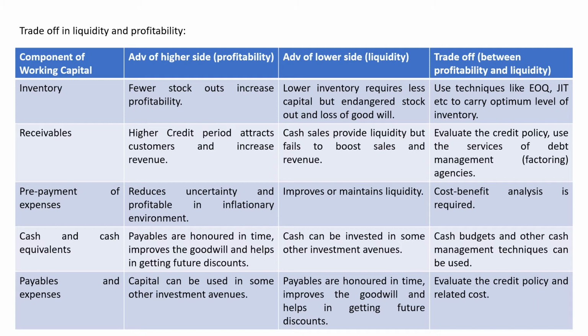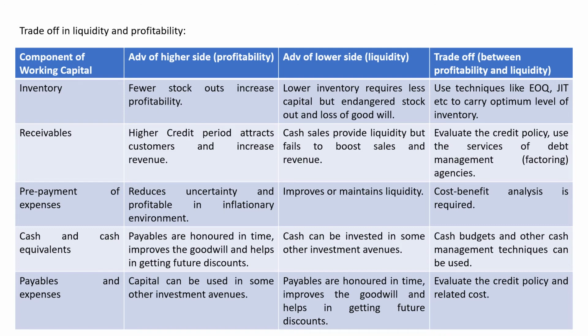So this can be traded off by following EOQ, economic order quantity, and just in time. What is the economic order quantity? Like that we have to do analysis and ensure the inventory levels so that I will be able to advance profitability and also liquidity.